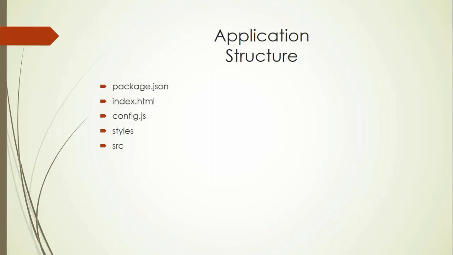So we'll go to our code base, our Visual Studio Code editor. Over there, I'll open each one of these files, starting from package.json, index.html, config.js, and then moving on to the folder structure of styles and src, that is nothing but our source folder. So let's go to our code base.